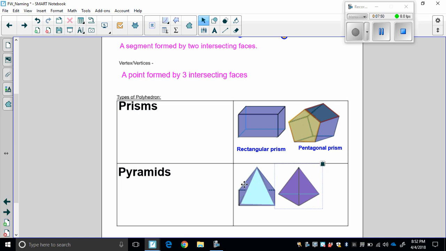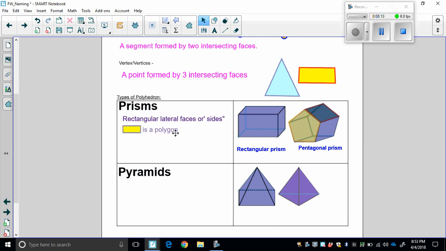And the base of this pyramid is rectangular. So this is called a rectangular pyramid. So just a summary, prisms have rectangular lateral faces, so like the sides, and they also have polygon bases. And pyramids have triangular lateral faces, and the bases are also polygons.